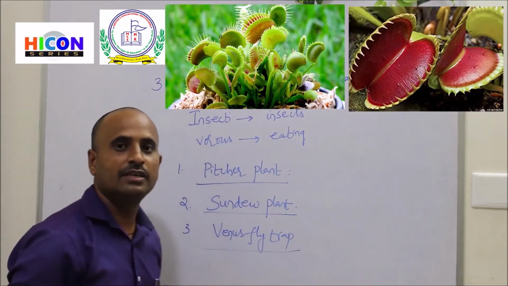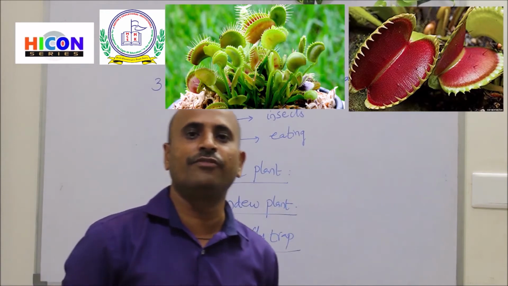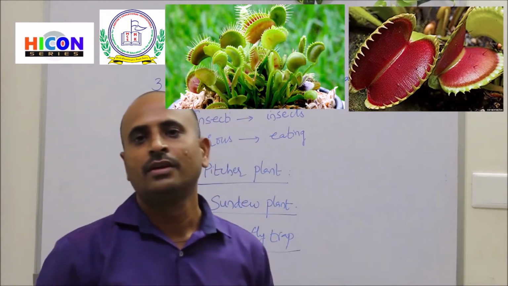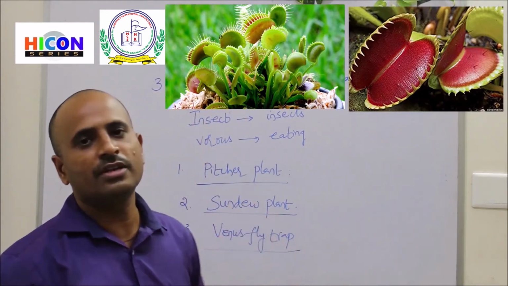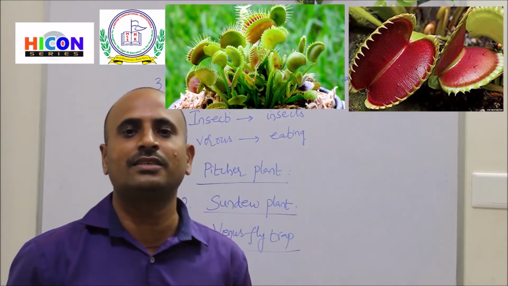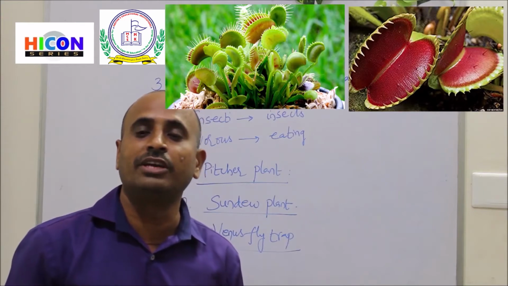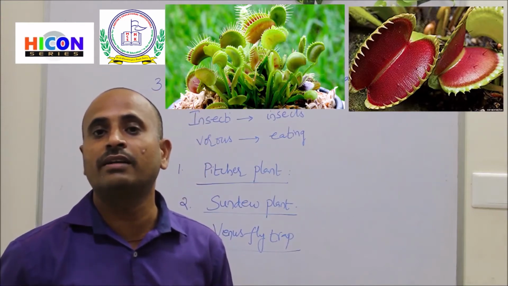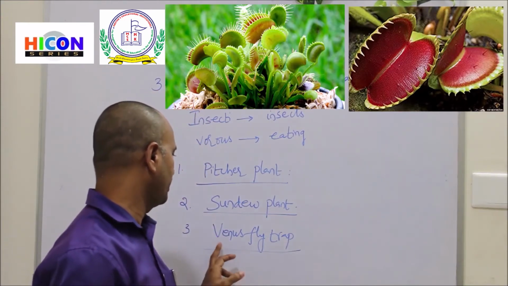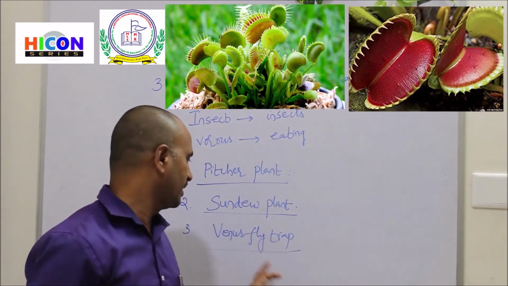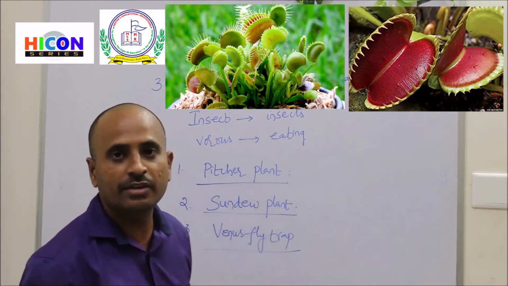So look at the picture. In the picture, you are observing a Venus flytrap. These carnivorous plants have different structures and different sizes. They are very interesting and look very beautiful, because they attract insects in such a way. Venus flytrap is an example of insectivorous plants.